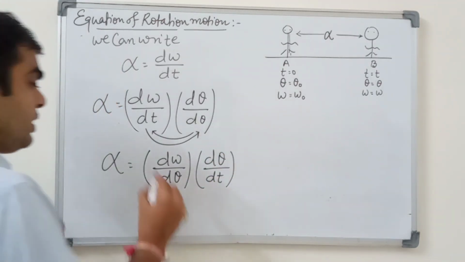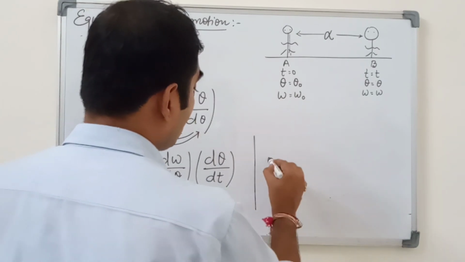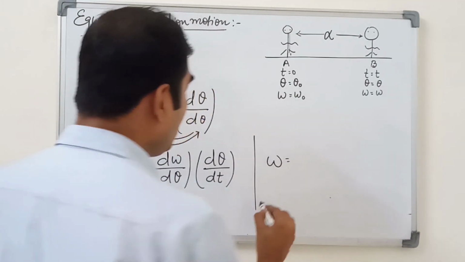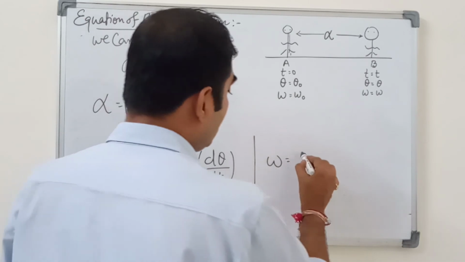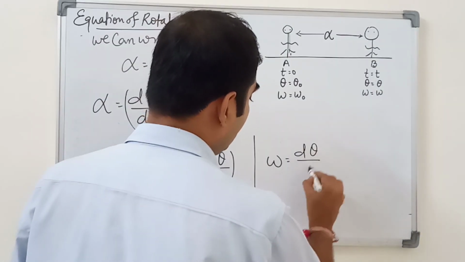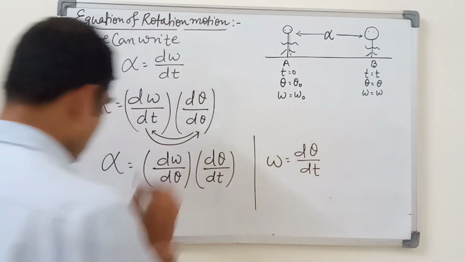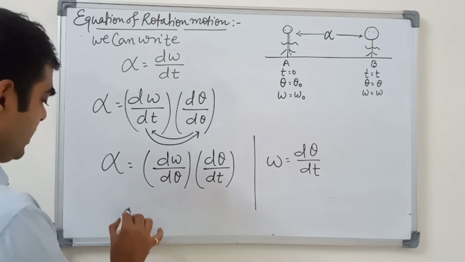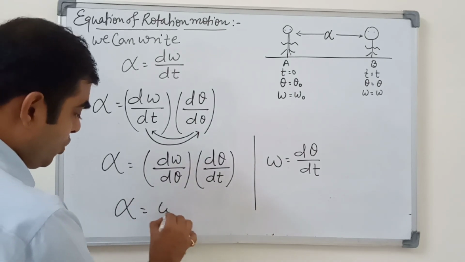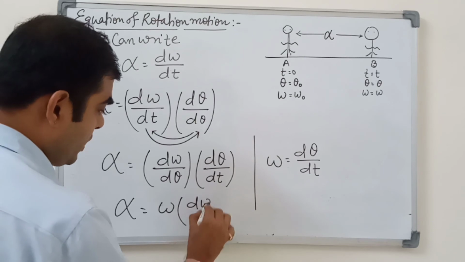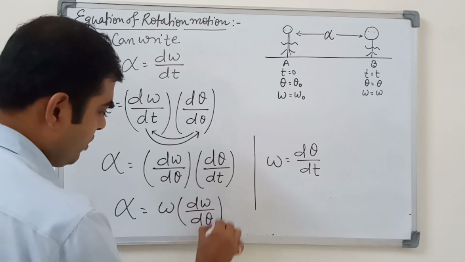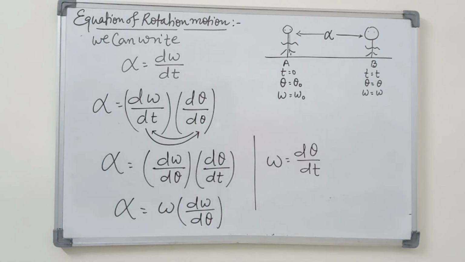Now d theta upon dt is called omega, the angular velocity. So in this new form, alpha is equal to omega d omega upon d theta. All of you got it? Now write it down.